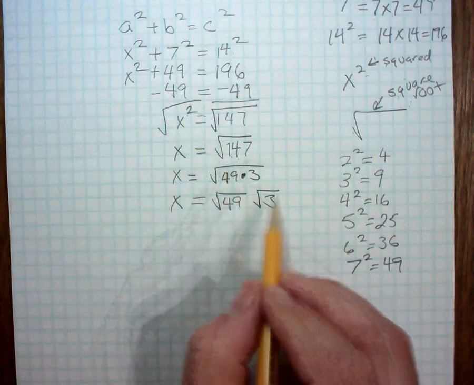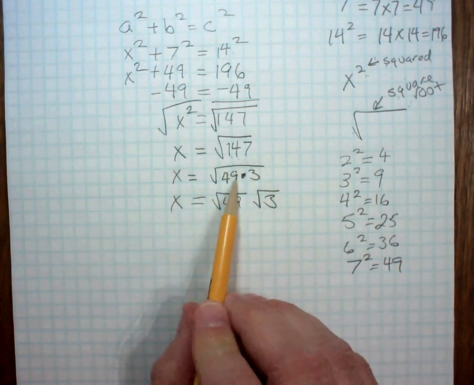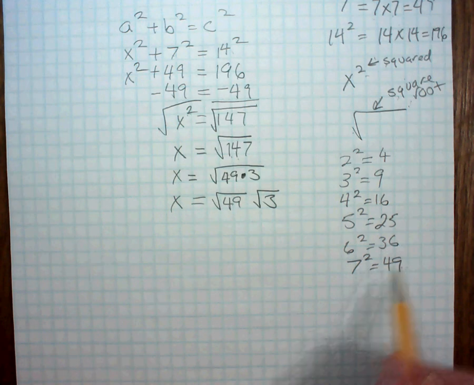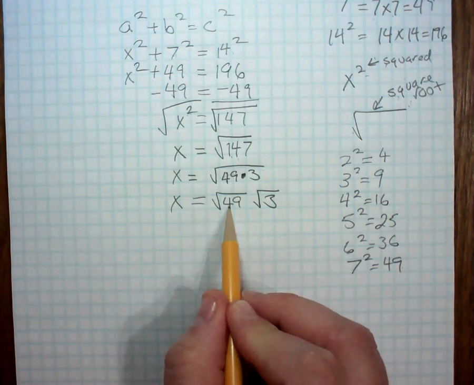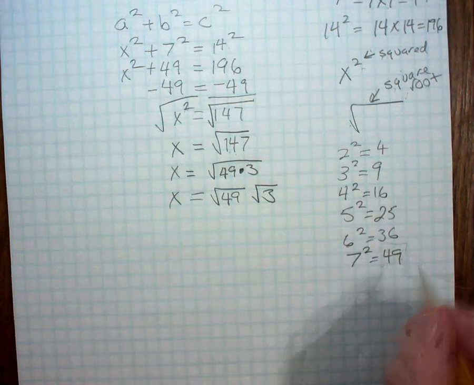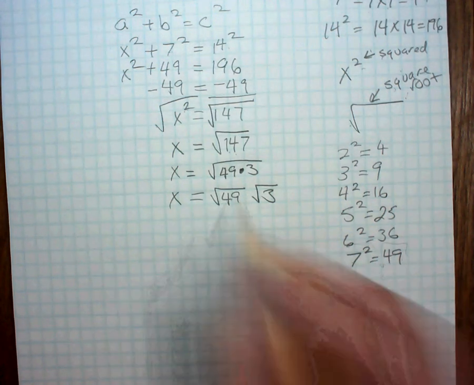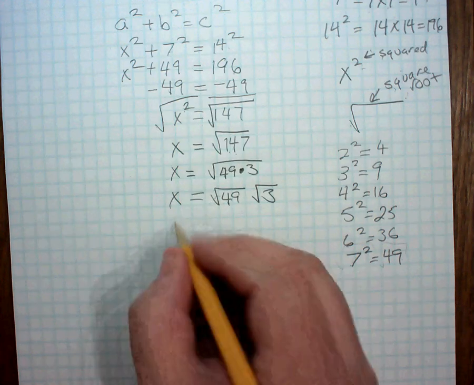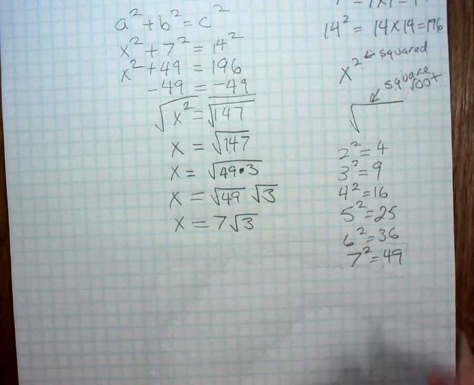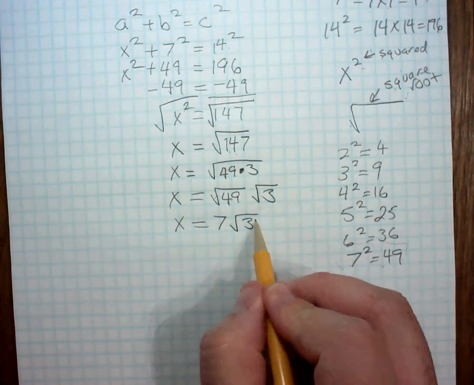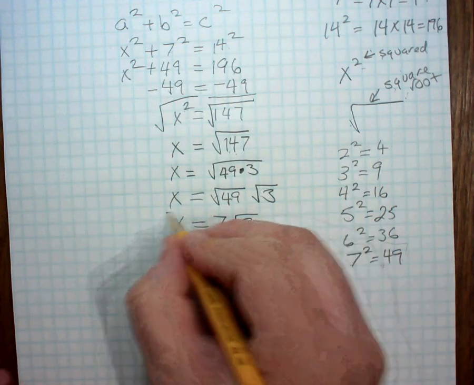Now, the reason I divided it by 49 is because I know that 49 is a perfect square, which means I could take the square root of 49. So when I take the square root of this, I undo the square. So then this now becomes 7 root 3. Notice that I said root 3. Okay? And that's our simplified answer.